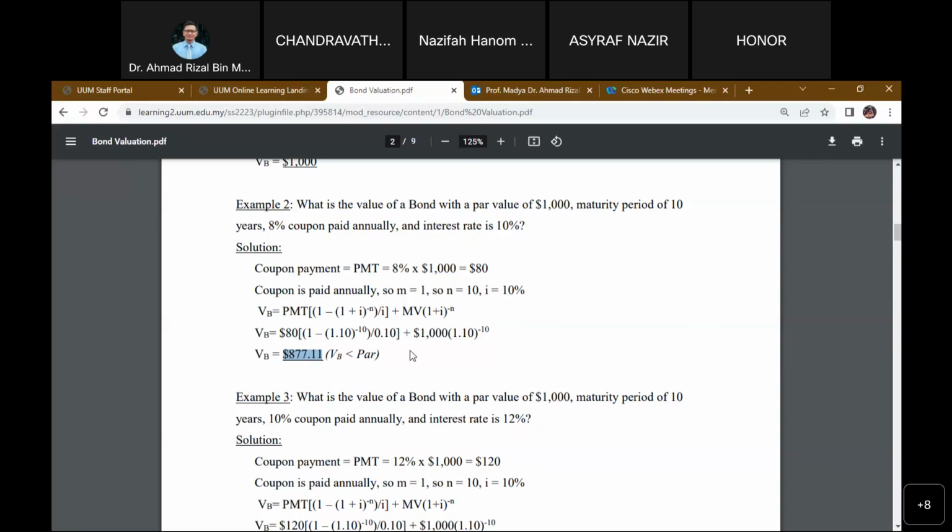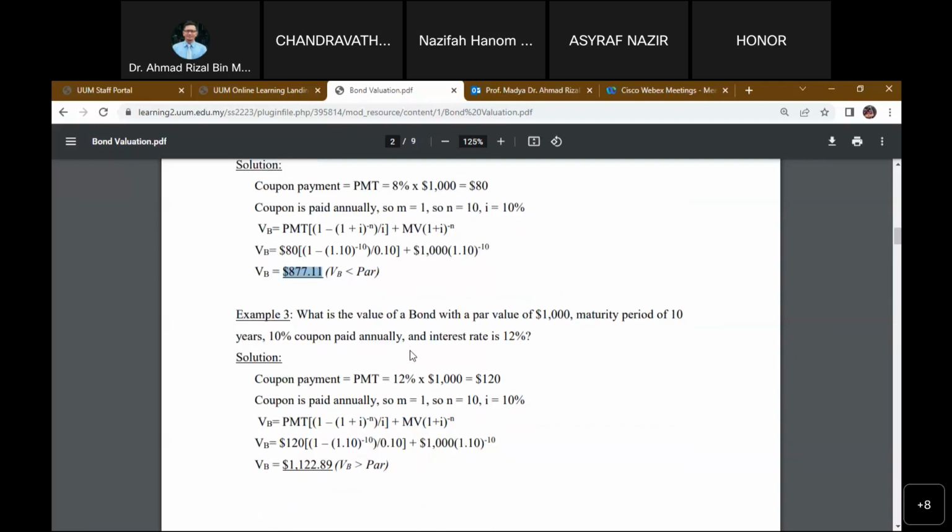Let's go to the third one. Now you make changes here. It is the other way around. This is a 12% coupon.